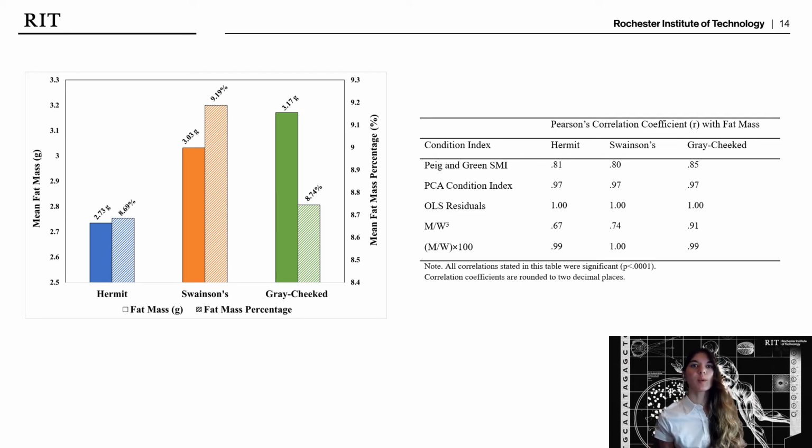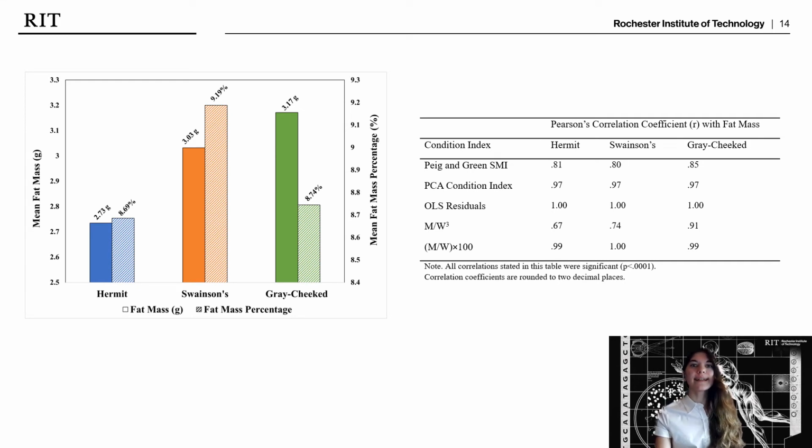However, fat mass percentage was higher for Swainson's compared to hermit and gray-cheeked. This could potentially indicate that Swainson's have had more success in building and maintaining fat stores than hermit and gray-cheeked thrush at this site. This table on the right shows the correlation coefficients of fat mass estimates with 5 condition indices used to represent body fat content in birds.